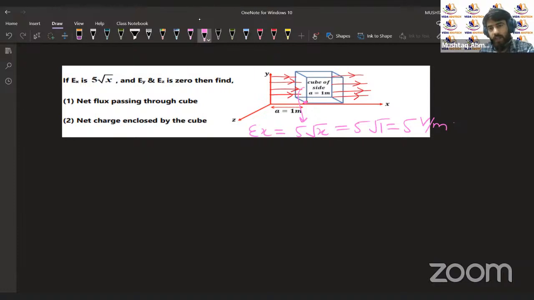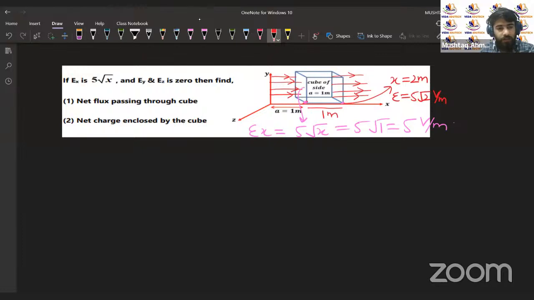So at the surface which is at the back, the electric field strength will now change. It will be a different electric field strength at this point. We know that this side will be at a distance of a, that's 1 meter, and there will be one more distance, that's the side of this cube, that's 1 meter again. So this is at a distance of x equal to 2 meters, right? So for this point, the electric field will be 5 root 2 volt per meter, right?